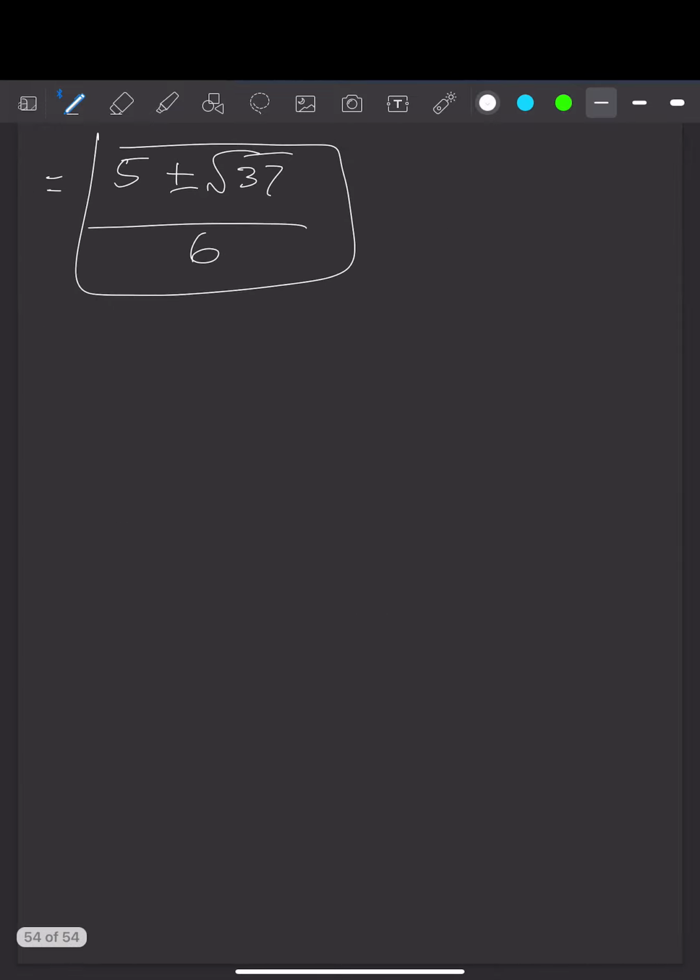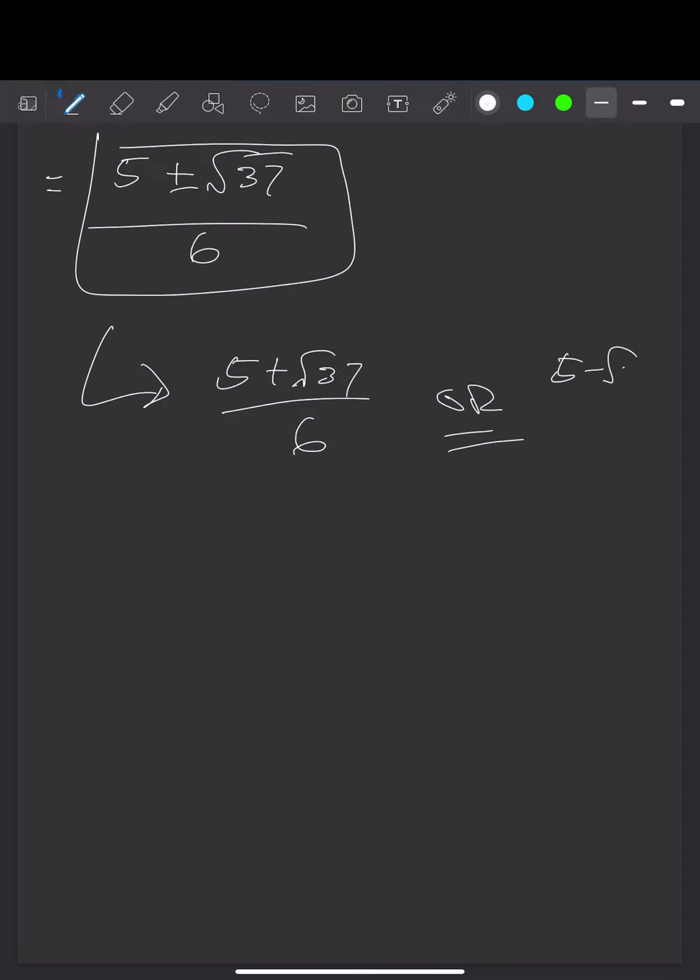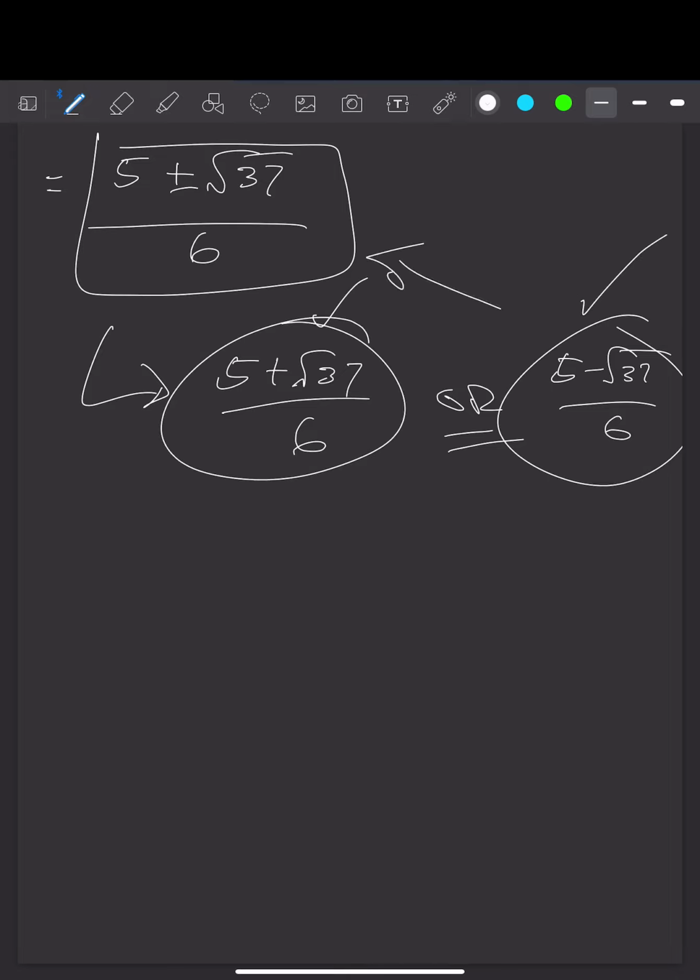And you cannot factor anything out anymore. So technically, if they want you to split the answer, to show what the two answers are, it's either 5 plus radical 37 over 6 or 5 minus radical 37 over 6. So it's either or. It doesn't really matter because they both mean the same thing.